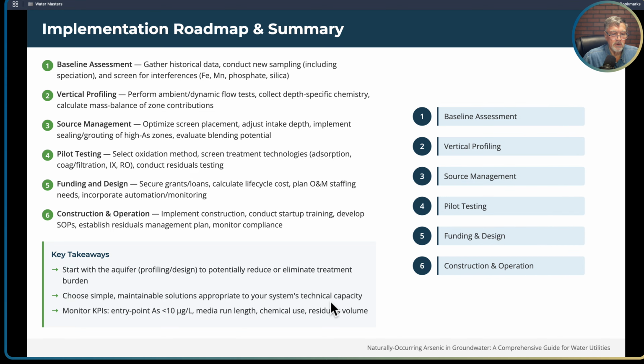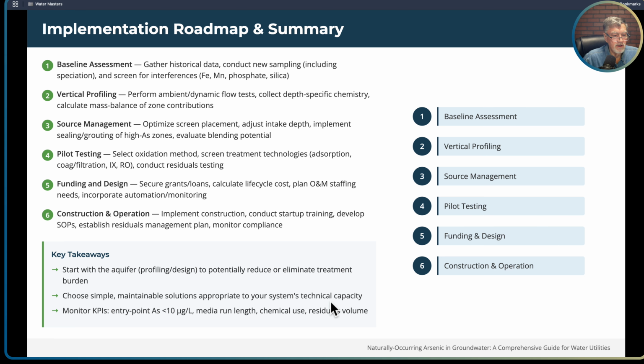So, construction and operation: implement construction, conduct startup training. Training is going to be a key component. Develop your SOPs. Any data driven organization is going to have SOPs, going to have established processes, because you're not going to want to screw this up, because arsenic is toxic, and you don't want any legal questions if you're getting breakthrough and high arsenic levels exceeding the MCL in your drinking water source. You got potential legal issues there. So you want to make sure you have it right and you're checking and rechecking.